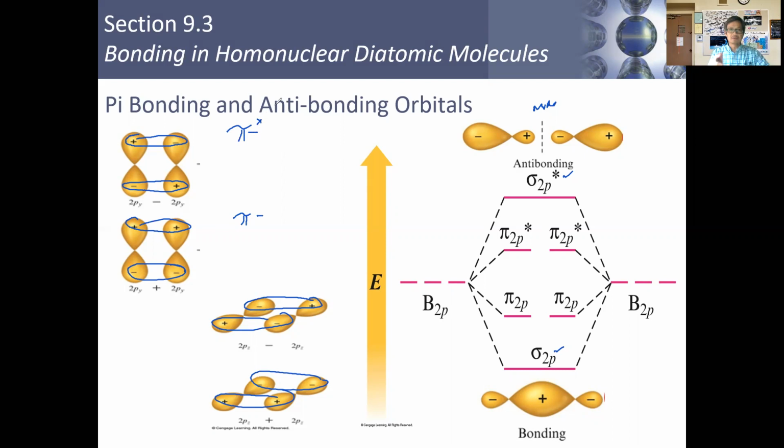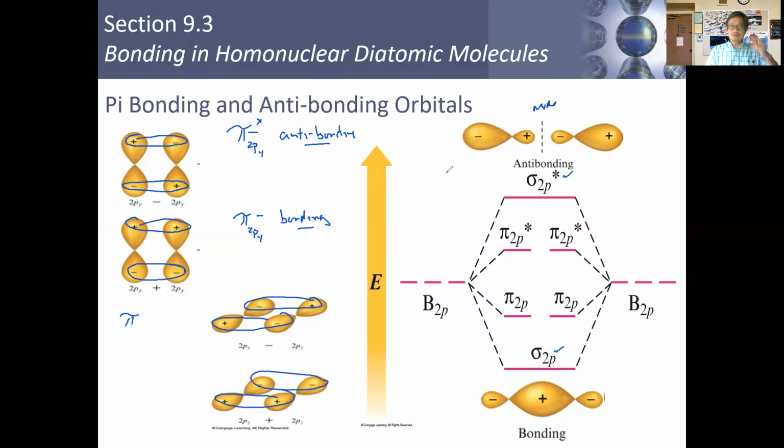And this is going to be the pi bonding that forms from the 2py axis. Here, the same thing will happen. This is going to be the anti-bonding orbital, which is what we have right here, and this is going to be our bonding orbital. So the same thing happens here.